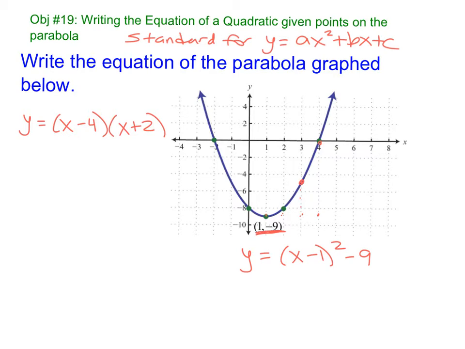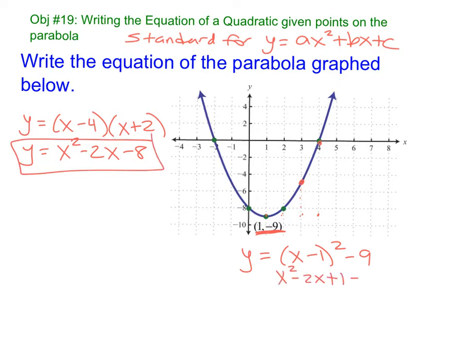So all we're going to do is multiply this out. So x squared minus 2x minus 8. And then if we did it using the vertex, this is x squared minus 2x plus 1 minus 9. So we get the same answer. So however you want to do it using either the vertex or the roots, it's up to you, whatever makes more sense to you.